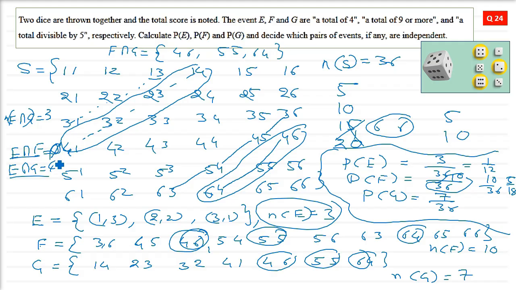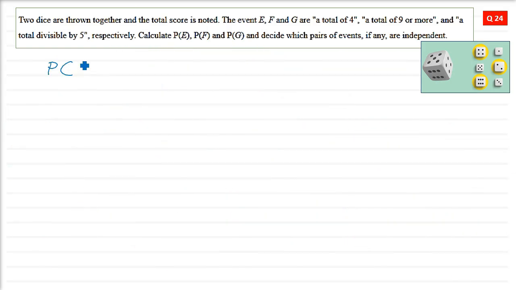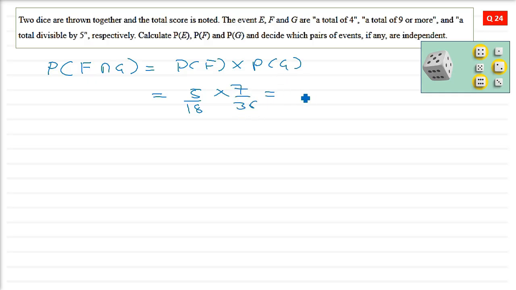So we don't have to worry about E and F and E and G intersection because they are independent events. You are getting nothing. You are getting 5 by 18 and 7 by 36 for the probability of F and the probability of G. The probability of F intersection G is equivalent to PF into PG. What is PF? 5 by 18. We already found out this one. PG is 7 by 36. So we got 35 by 648 as the result. Now this is PF into PG.